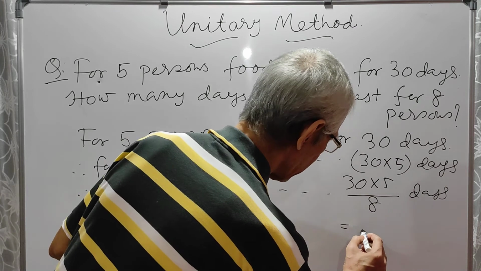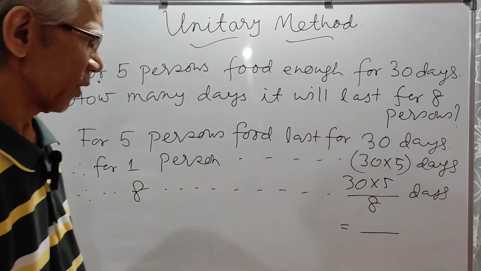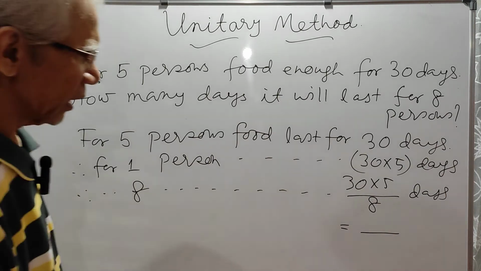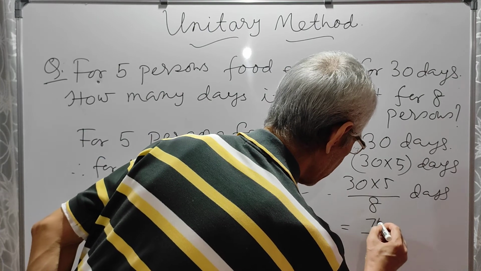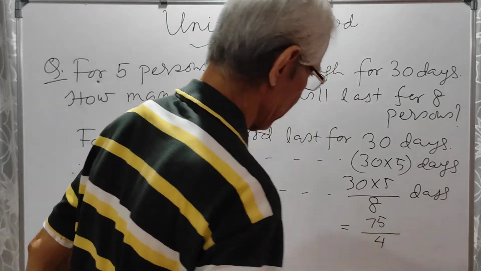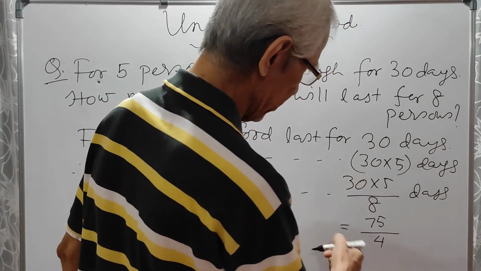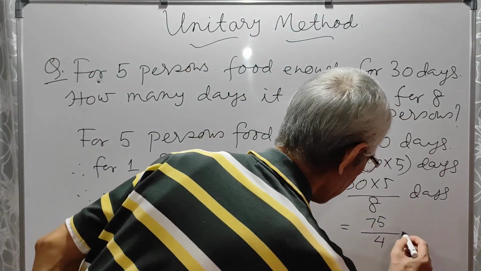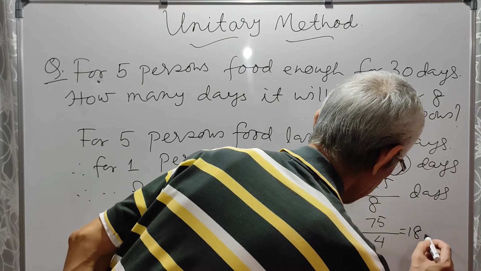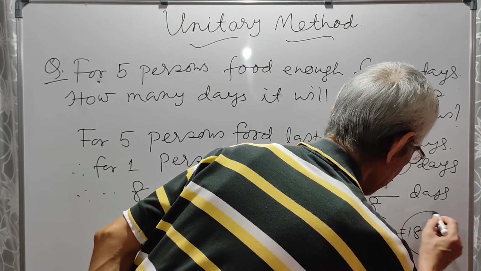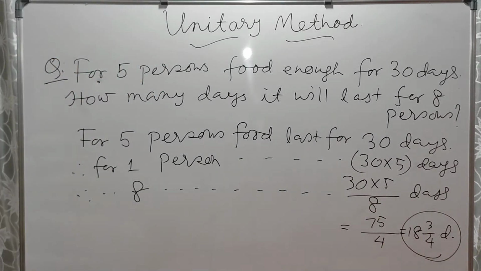Now, if you can work out, so this will be what? So it will be 15, 75 by 4. 75 by 4. Isn't it? 75 by 4. So that means 18 3 by 4 days. So this is the answer. 18 3 by 4 days.